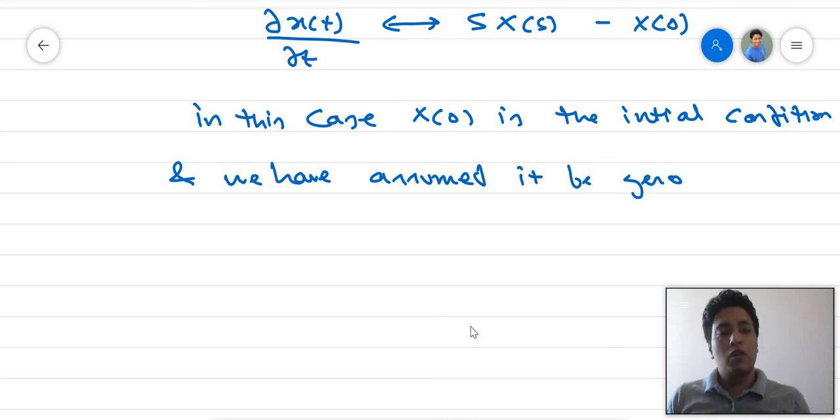So with this particular point we'll end this lecture. In the next lecture we'll start with the different methods of IIR filter design. Thank you.